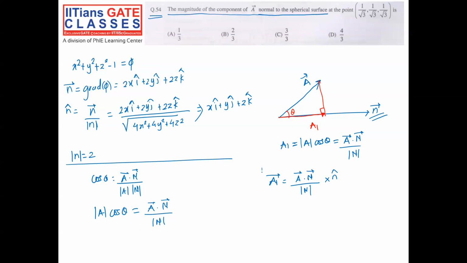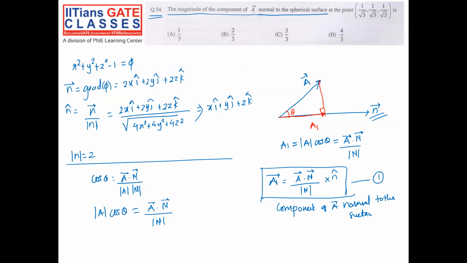So now this is what we can say is a component of a bar in the direction normal to the spherical surface. So this is a component of a bar normal to the surface of the sphere, or spherical surface. This is just theoretical background which you should know before solving this question. Let's call it equation number 1.